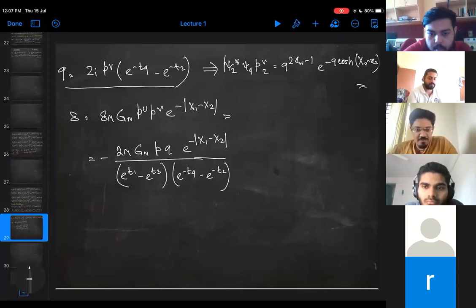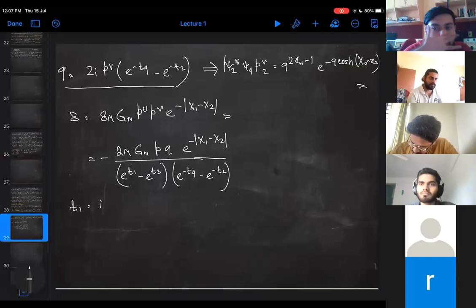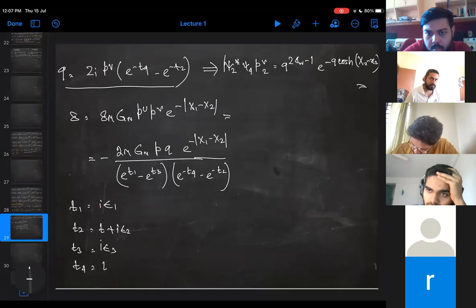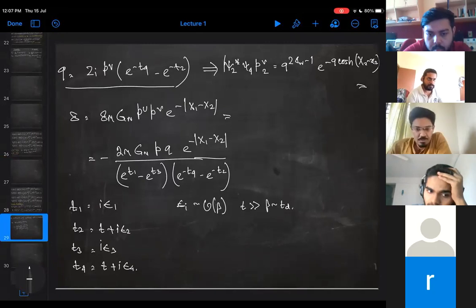So at this point, we have to fix these time parameters to proceed further. We do it as follows. We set t1 equal to i epsilon 1, t2 equal to t plus i epsilon 2, t3 equal to i epsilon 3. And this epsilon is roughly of order beta, and T is much, much greater than beta, which is the scrambling time.